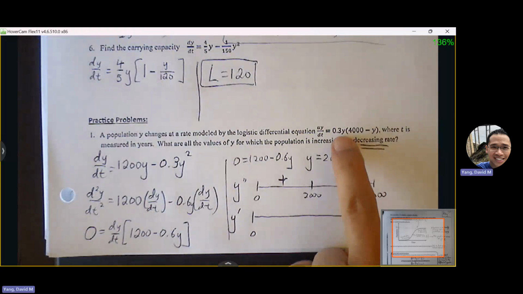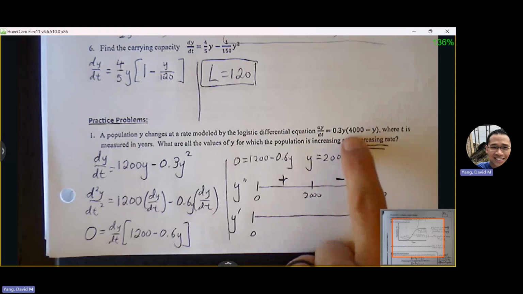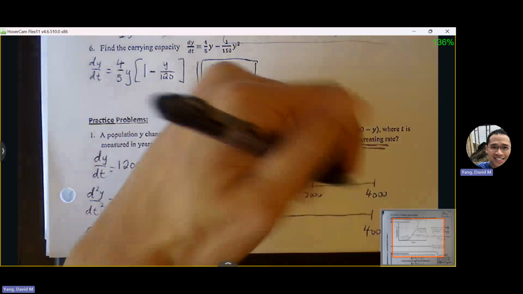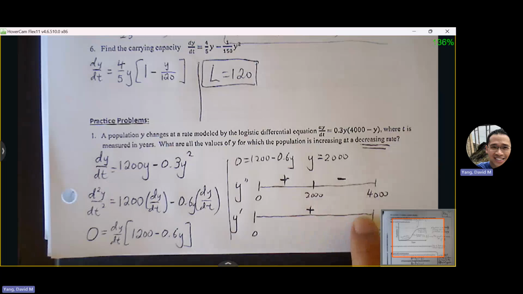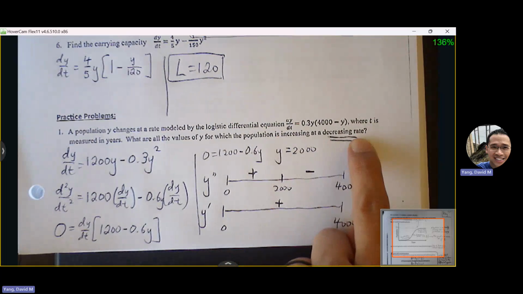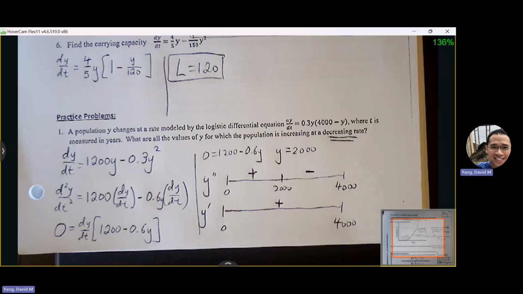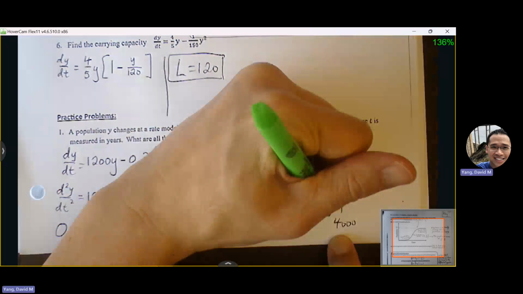Now, for y prime, the only critical points are 0 and 4,000. If I plug in any value between 0 and 4,000, I'm going to get a positive number. So my y prime is always positive, so it's always increasing, but at a decreasing rate. So we want where y double prime is negative. So we're looking for this subinterval, right?